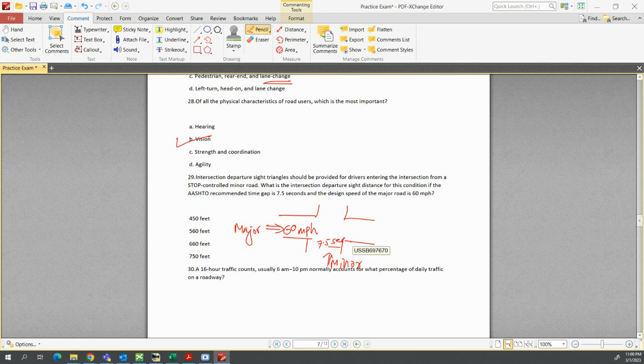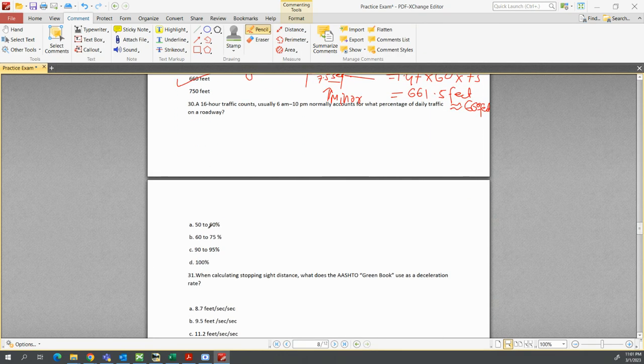Basically it's saying that a minor road car will get around 7.5 seconds gap on average to cross the intersection. So this will be ISD. Since the speed is in miles per hour and the time is in seconds, you convert using the formula, which will be given to you in the formula sheet: ISD equals 1.47 times V times the time gap. V is the speed of the major road, and the time is the time gap for the minor street. So this will be 1.47 times 60 times 7.5. If you do the multiplication, it is 661.5 feet, which is around 660 feet. So the answer is 660 feet.